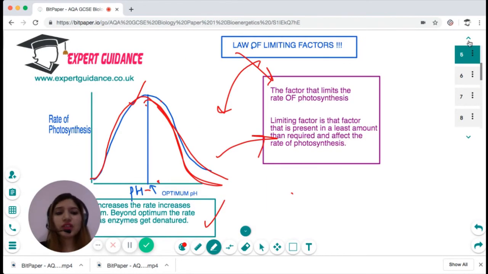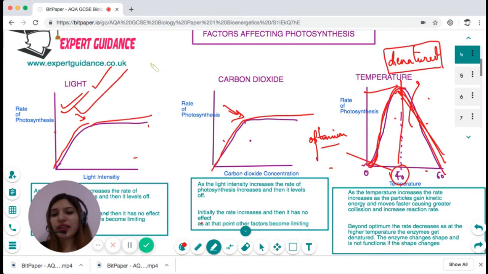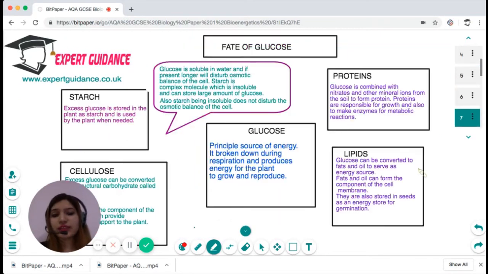Okay, and in most cases you will get this graph. With light you will get this graph, with carbon dioxide you will get this graph, with temperature you will get this graph. You need to remember all these shapes and the explanation for the same.